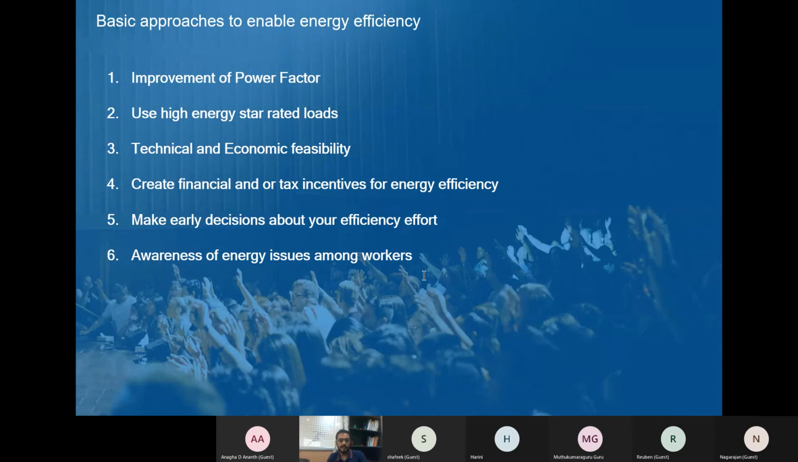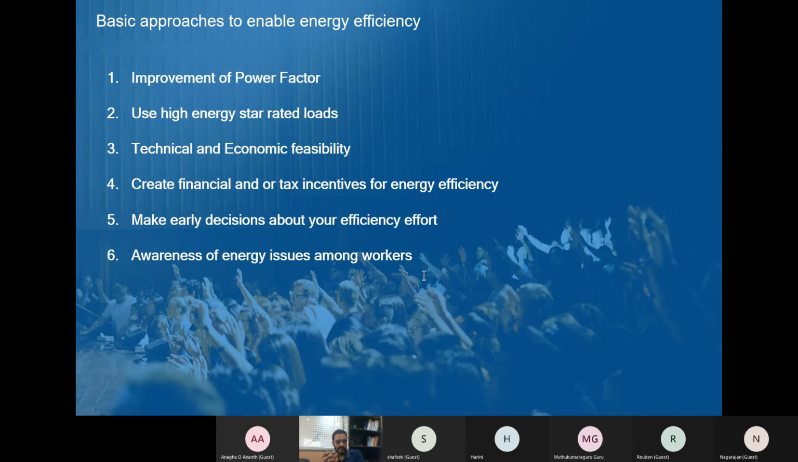Technical and economic feasibility. The technical feasibility should address the following issues: technical availability, space, skilled manpower, reliability, services, and much more. The impact of energy efficiency measures on safety, quality, production or process. The maintenance requirements and space availability are to be considered.